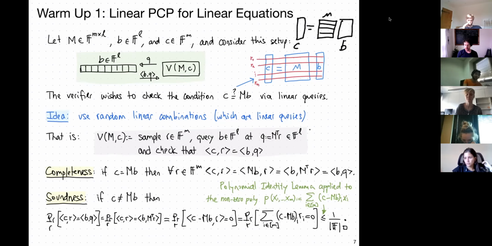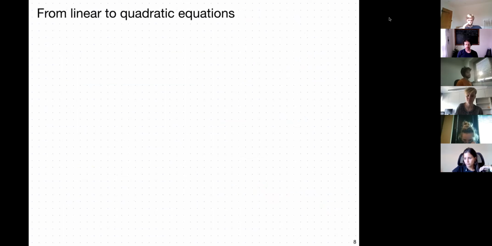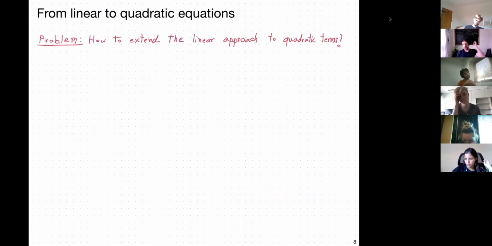Okay, so that's the linear trick. Now I want to ask, how can we go from linear to quadratic? Let me explicitly put the problem that we have. We know that if everything was linear, and there's a bunch of constraints that we want to check, we can just take a random linear combination of these problems, merge them into a single problem and check it, just fold it. But we have these quadratic terms. So any idea how we might deal with quadratic terms as well?